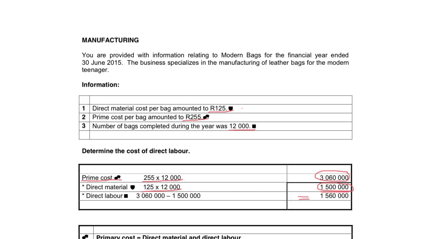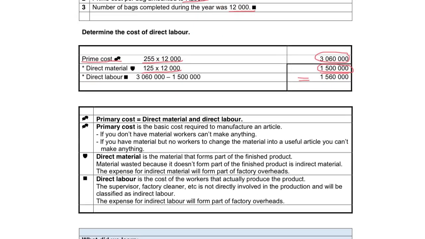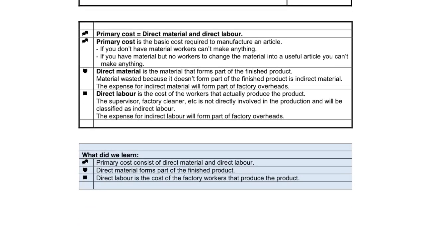If we look at all the information given, it's very important when you do manufacturing that you must know that primary cost equals direct material plus direct labor. Primary cost is the basic cost to manufacture any article. So you need material to make something. You need laborers to change the material into something useful.